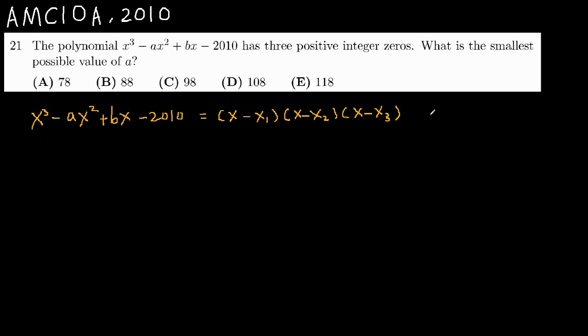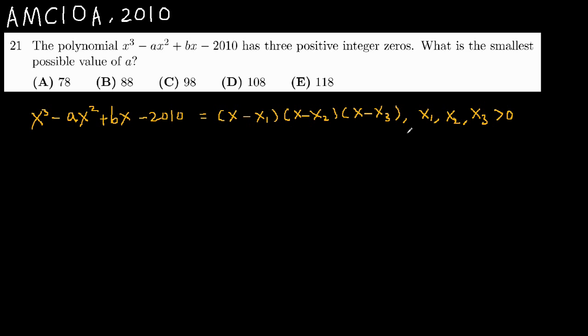Three positive integers, with x1, x2, and x3 all being greater than 0, and these are integers. Now we are asking what the smallest possible a can be.